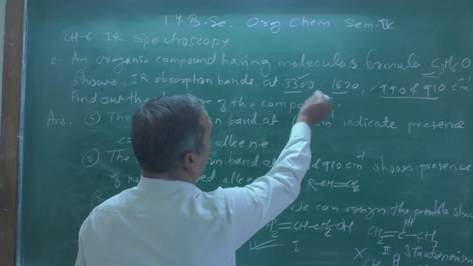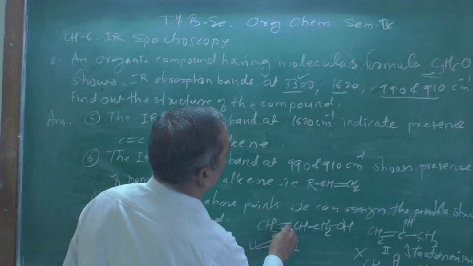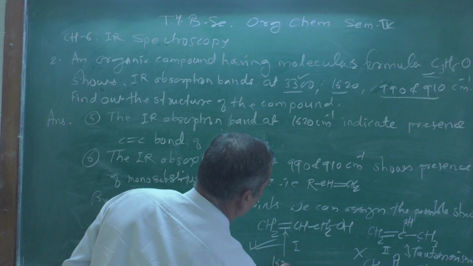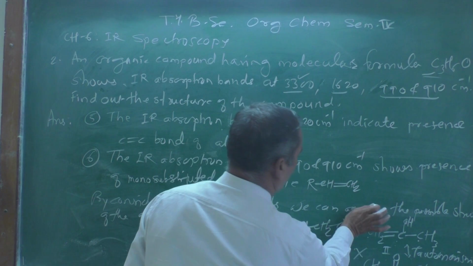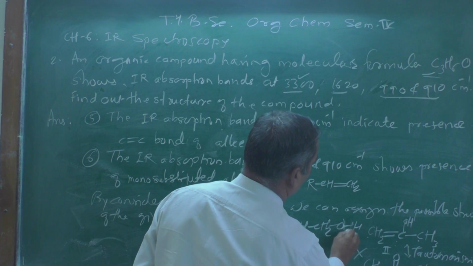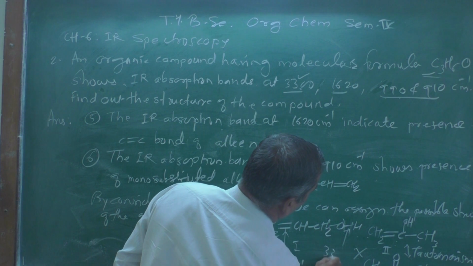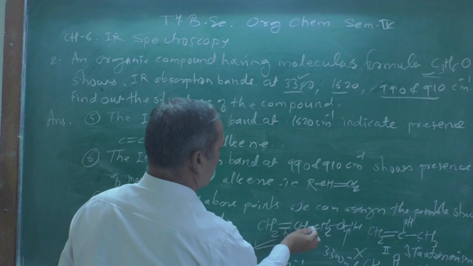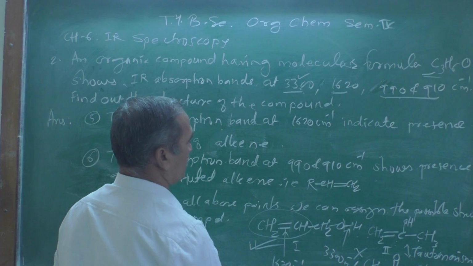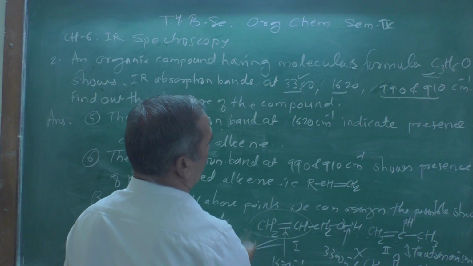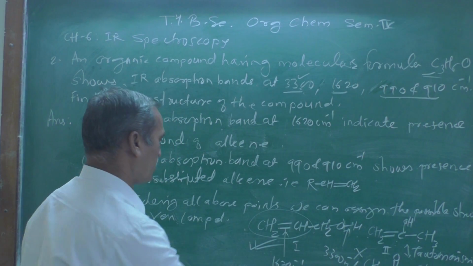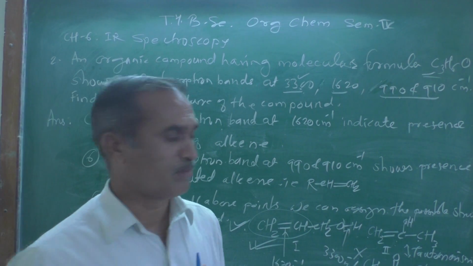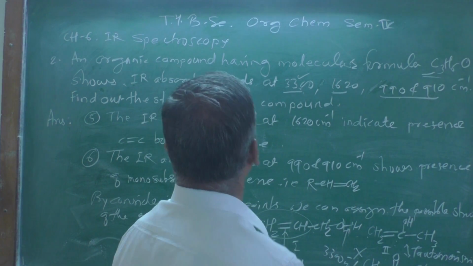Why? Let us see here. Look at the carbon carbon double bond; its value is around 1620 per centimeter. As we know there is an OH, and the OH value is around 3300 per centimeter, and this is a monosubstituted olefin, and that's why the value is 990 and 910 per centimeter. In this way we can easily solve problems of this type.